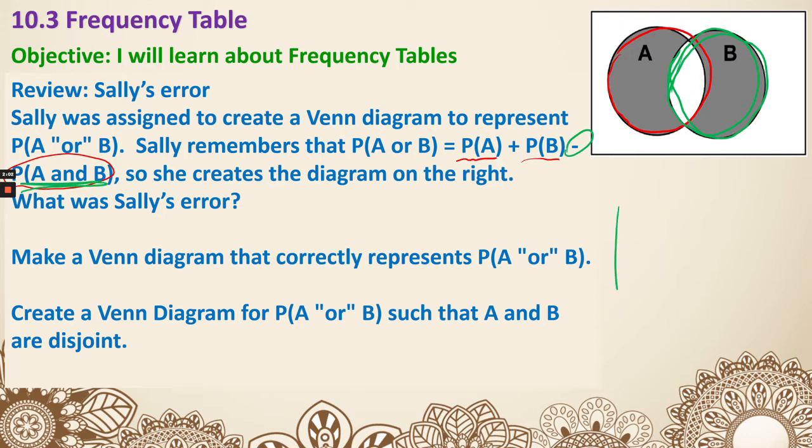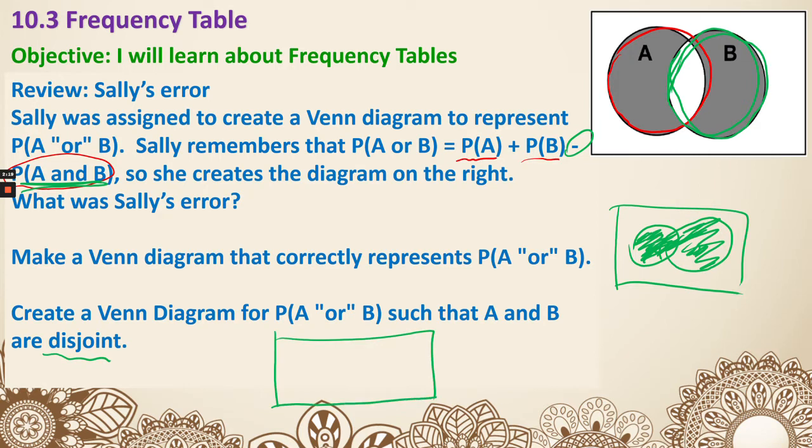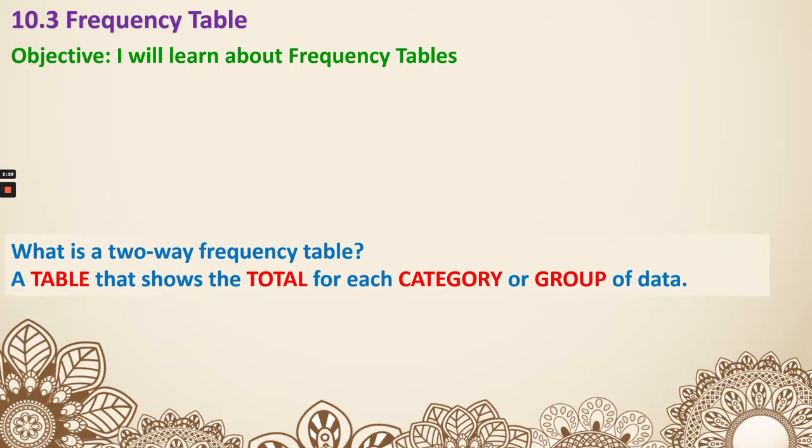So when we draw it, we should have a Venn diagram where both circles are shaded, including the middle part, because we still have one repetition left. And if the two events are disjoint, that means they don't have any overlapping part. Then we just have an event A and an event B that are not overlapping, and we're just shading A and B. Now let's move on to the frequency table.